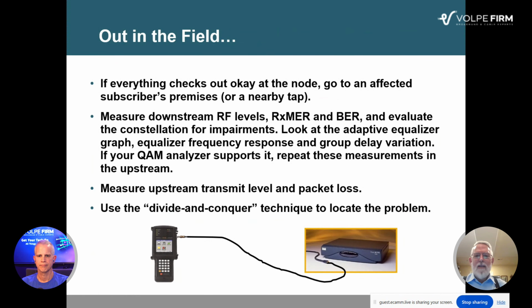But if you're doing manual measurements with your field meter, you're going to want to certainly measure RF signal levels on your analog and digital channels, RX-MER, BER. If you can, look at the Constellation, equalizer graph if the instrument supports it, equalizer frequency response, and so on. Upstream transmit levels and packet loss, if your instrument supports it. But all good troubleshooting tools to help you narrow down the problem.